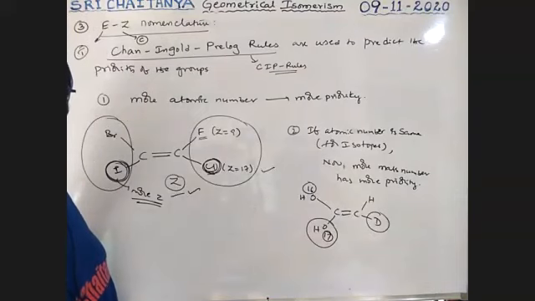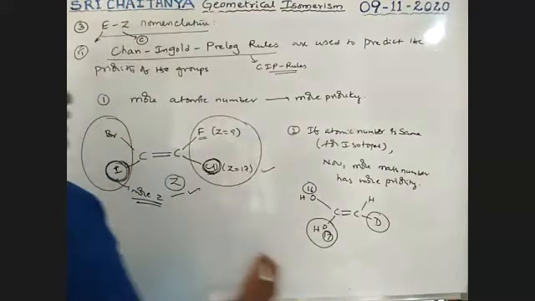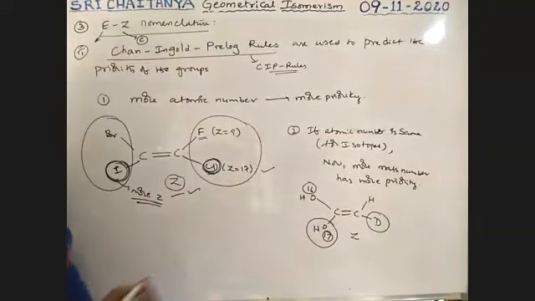More priority means the higher-priority groups are on the same side of the double bond. Therefore, it seems to be cis. Cis is nothing but Z. It is once again the Z form.